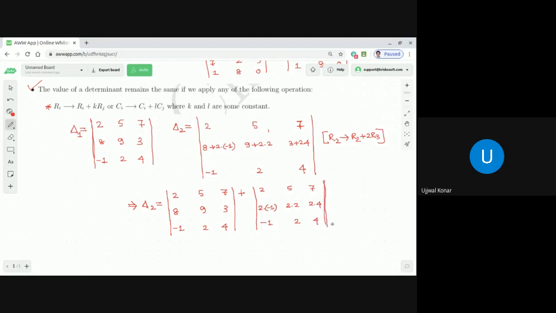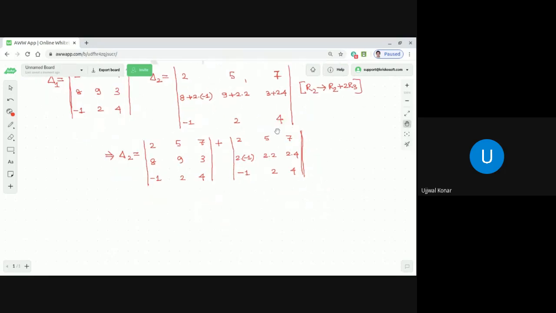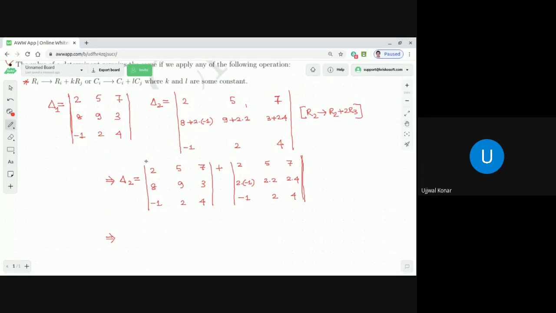Using the property we just learned, that if some or all elements of a row or column are expressed as a sum of two terms, then the determinant can be expressed as a sum of two or more determinants. Now, what are we going to get here, dear students? If you look into it, the first determinant on the right hand side is nothing but delta 1. So we get delta 2 is equal to delta 1 plus.